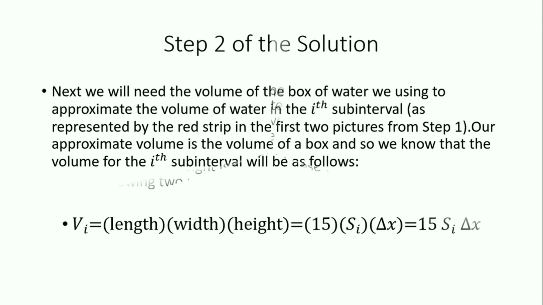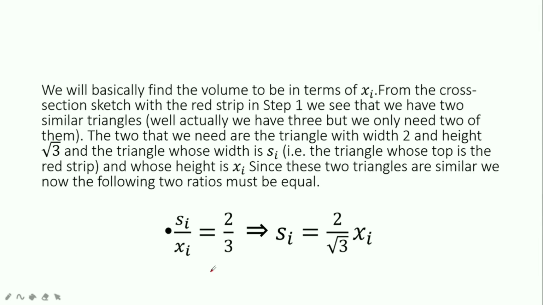For the second step of the solution, we will find the volume in terms of x sub i. From the cross-section sketch with the red strip in step 1, we see that we have two smaller triangles. Well, actually, we have 3, but we need only 2 of them. The 2 that we need are the triangle with width 2 and height square root of 3, and the triangle whose width is s sub i.